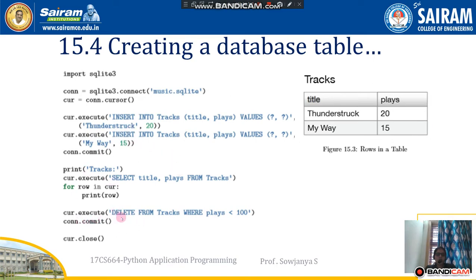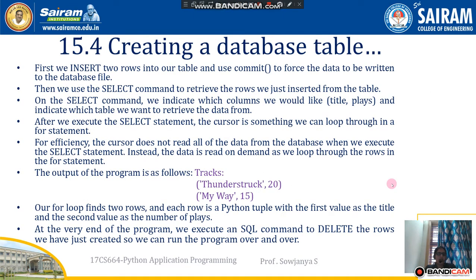Now if you have any extra data where the value of play is less than 100, then it deletes that particular information. That is what is specified here. So our output should be Thunderstruck 20 and My Way 15.